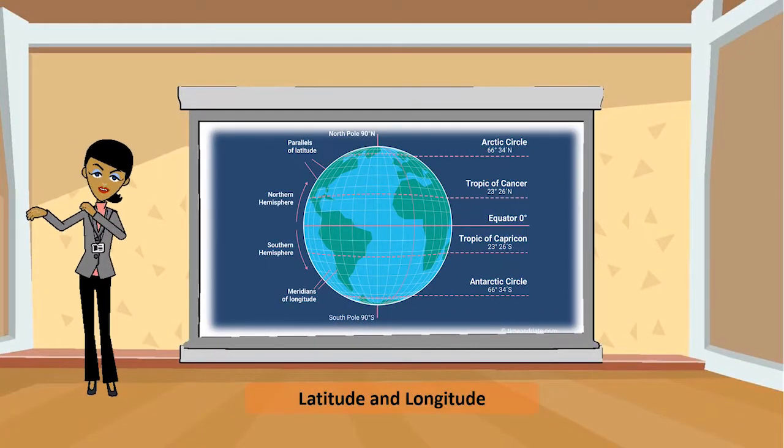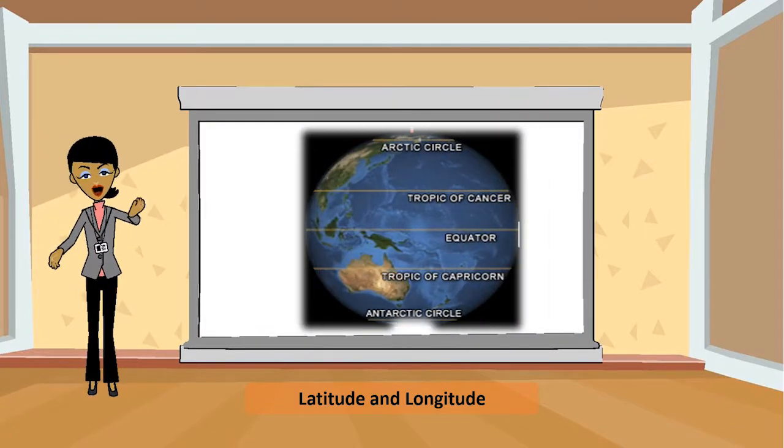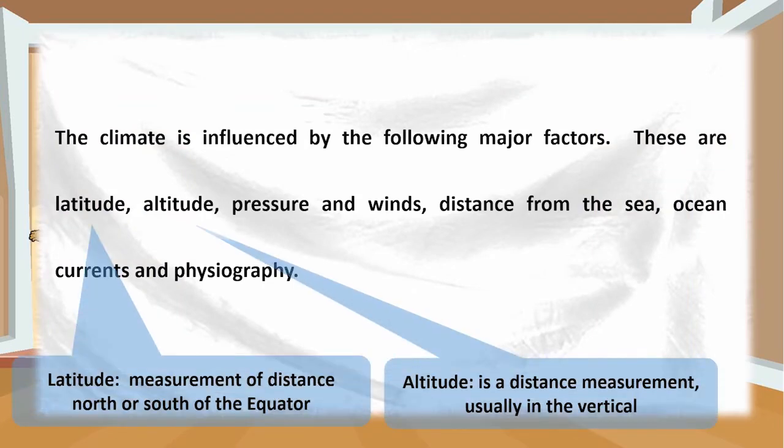There are various factors that affect the climate of a country, and here we are going to discuss them. The factors are latitude, altitude, pressure and winds, distance from the sea, ocean currents, and physiography.